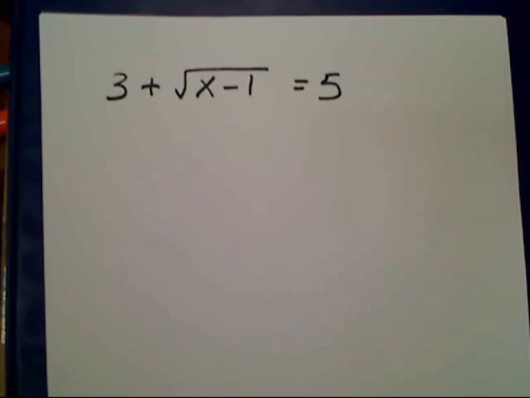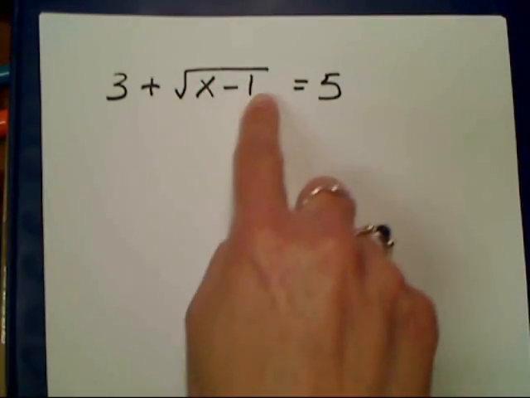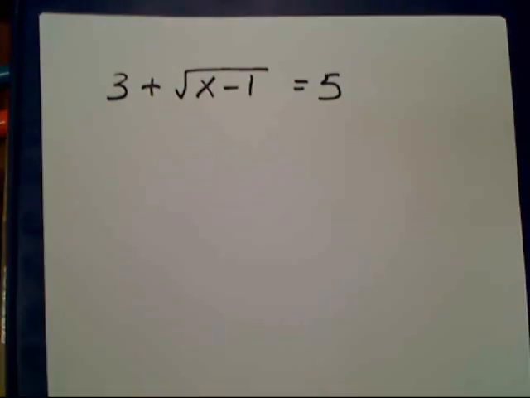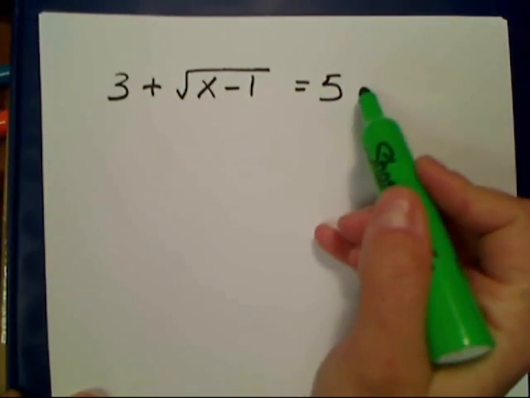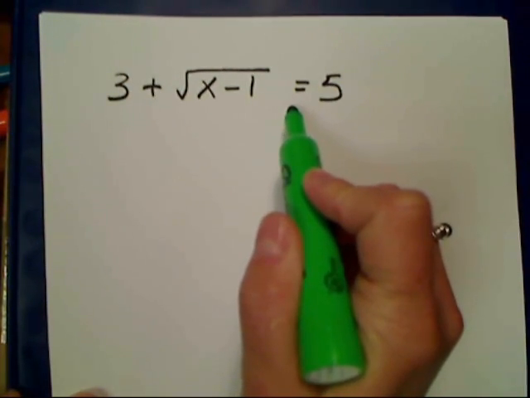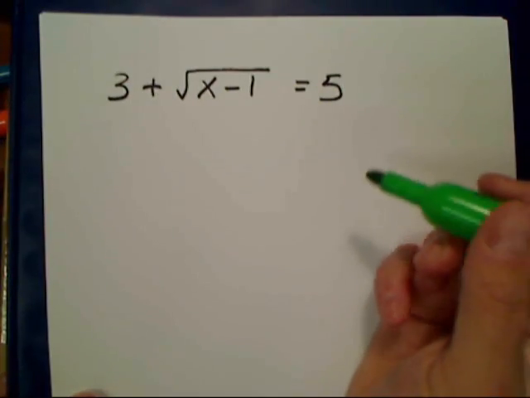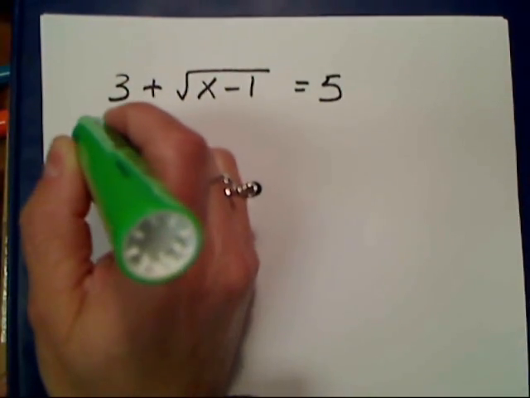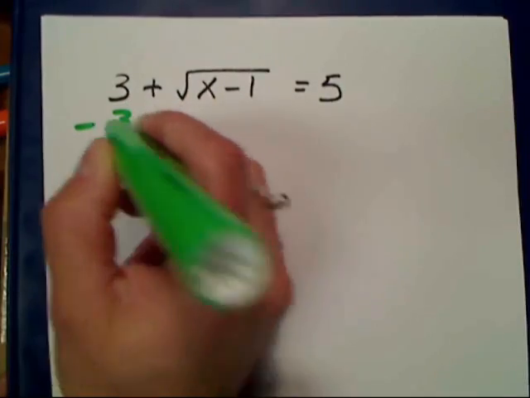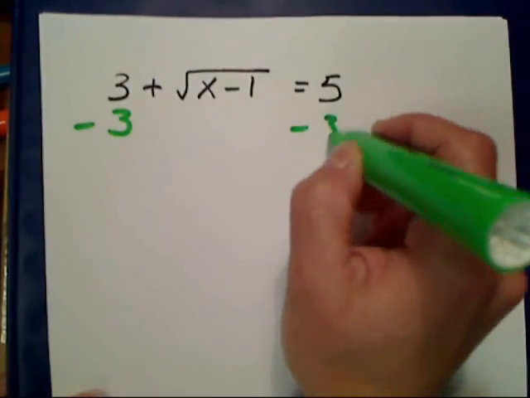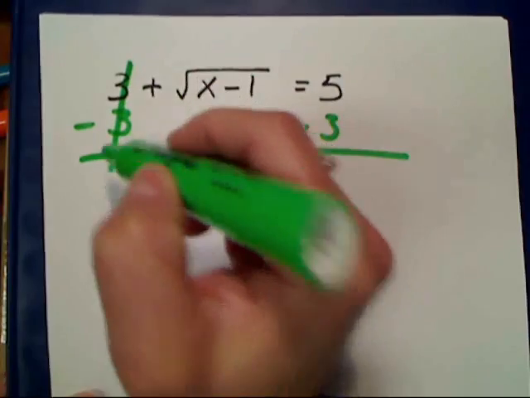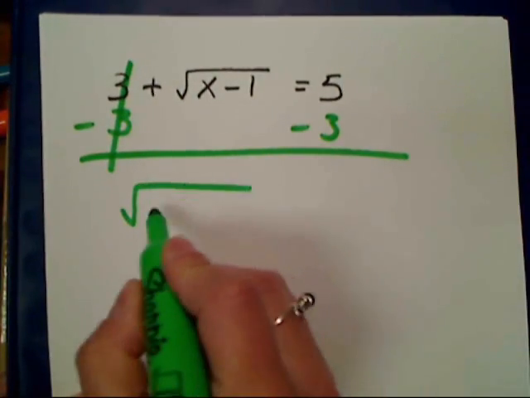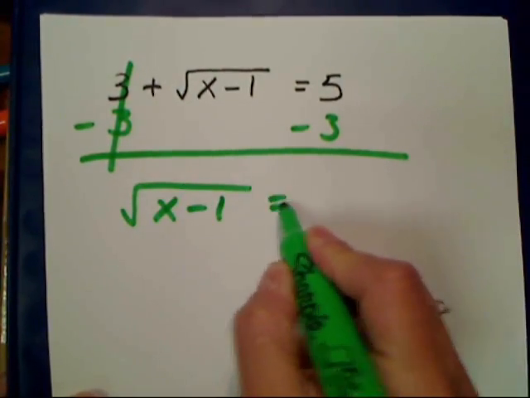So step number 1, isolate the radical. Is the radical, which is this entire portion, the square root of x minus 1, by itself? No, we have this 3 over here. So the first thing that we have to do is move the 3 to the other side. To move from one side of the equal sign to the other, we do inverse operations. It's a positive 3. The inverse of a positive 3 is a negative 3, or subtracting 3. So you do the same thing to both sides. 3 minus 3 cancels. You're left with the square root of x minus 1 is equal to 2.